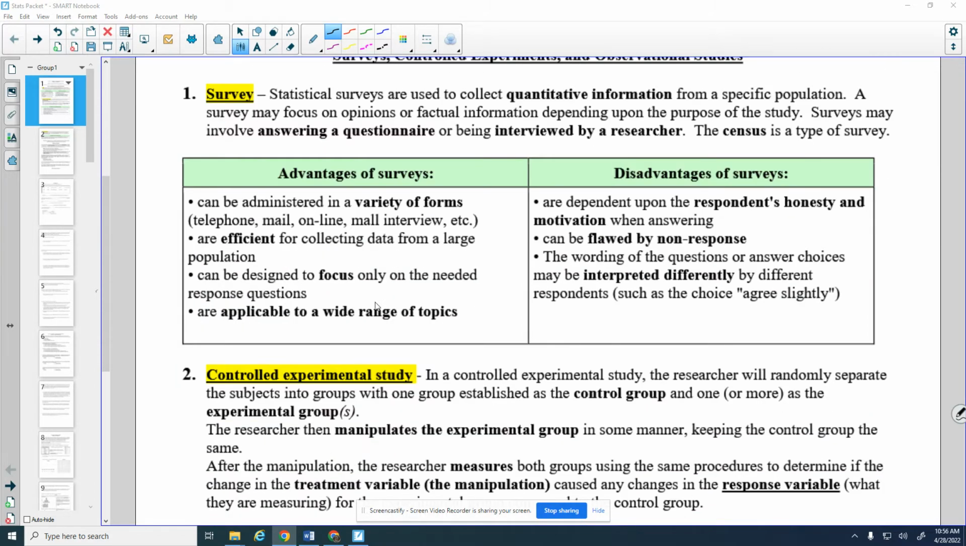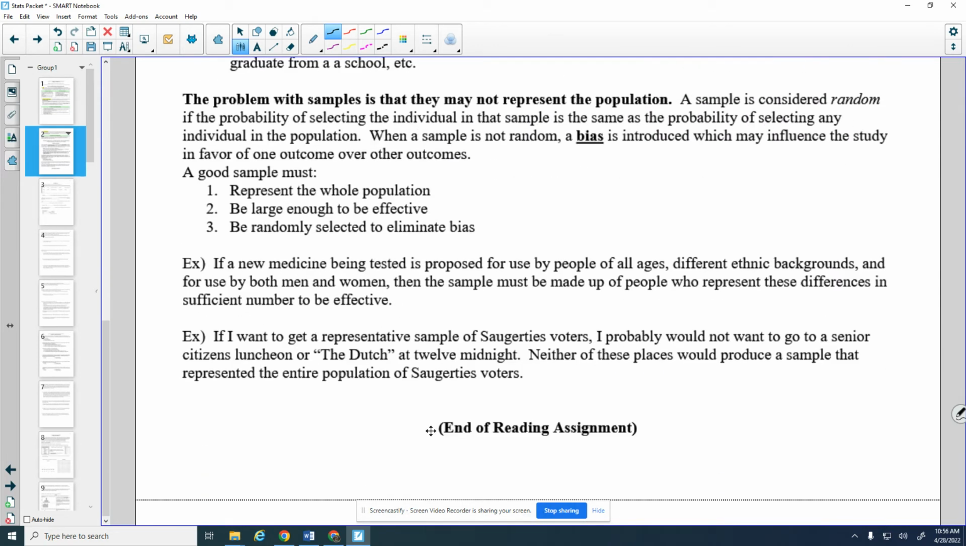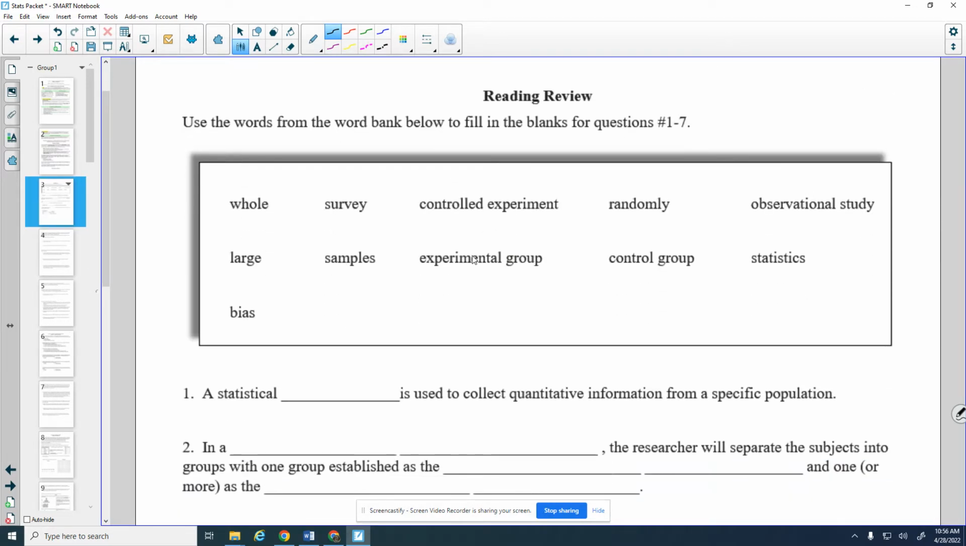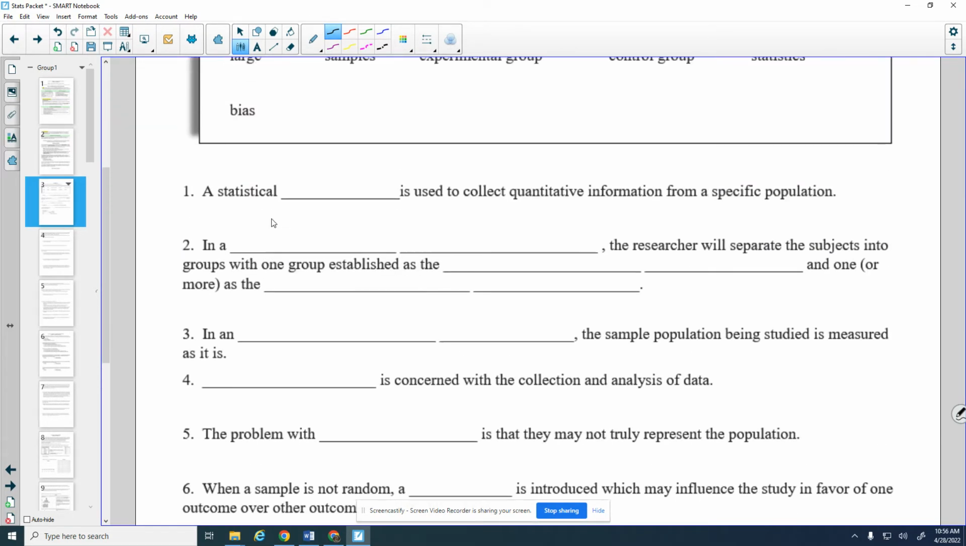So in class, you were assigned the first 2 pages as reading. Here's the bottom of the reading assignment. So the video, if you haven't read yet, make sure you read those 2 pages, and then we'll work through the lesson together starting on page 3. So on this page, we have a word bank and then some questions based on that reading.